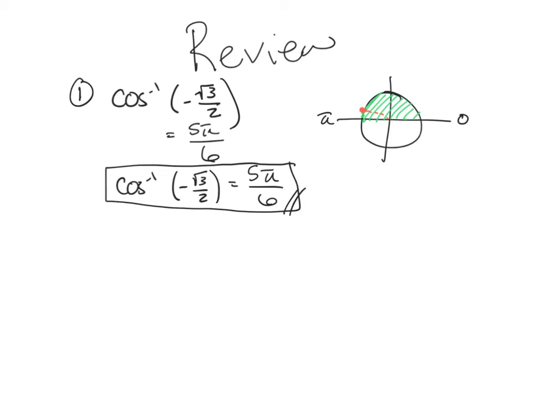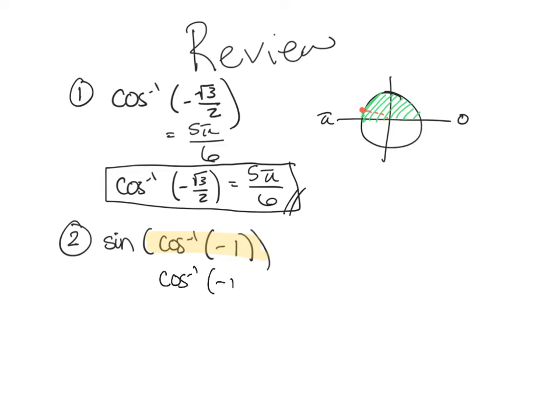Yay! Let's do problem number 2. Problem number 2 is sine of cosine inverse of negative 1. So when we're dealing with a composition function like this, we want to make sure that we deal with the inside function first. So let's take a look.